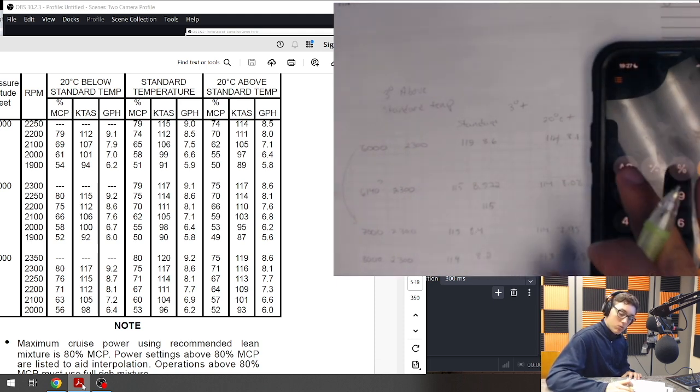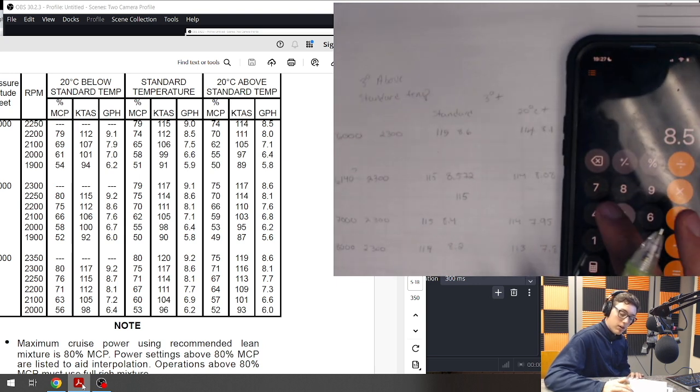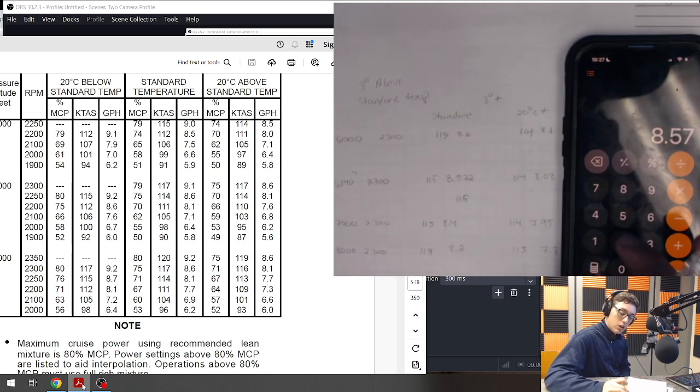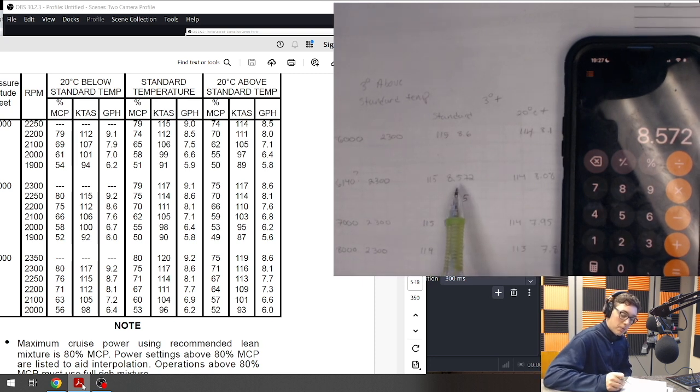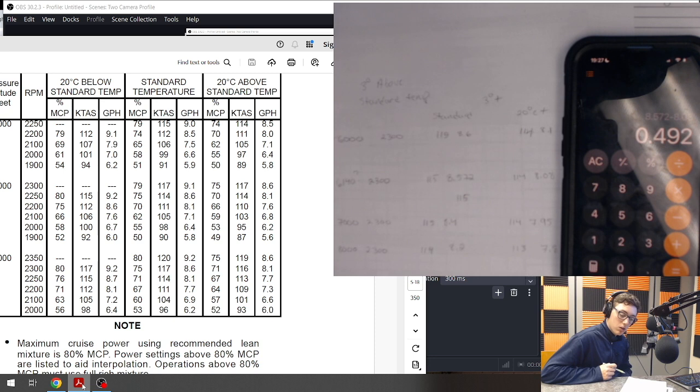Now, something you can just do is find, let's do 8.572. So what I'm doing now is I'm finding my gallons per hour. So I need to find the difference between this, 8.572 minus 8.08, equals 0.492, almost half a gallon.